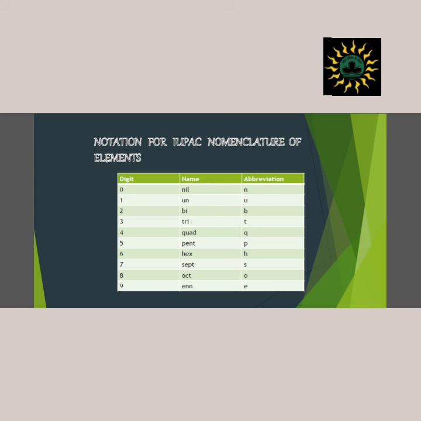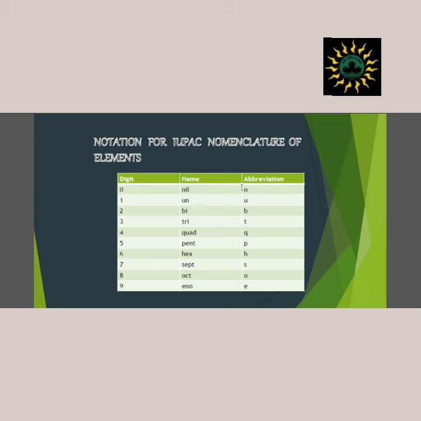Now, 0 is given by the name nil, 1 is given by un, 2 is given by bi, 3 is given by tri, 4 is given as quad, 5 is given as pent, 6 hex, 7 sept, 8 oct, and 9 enn. So the name will come according to the naming of these digits. Now, the abbreviation, that is the symbol of these elements, will use the first letter of this naming.